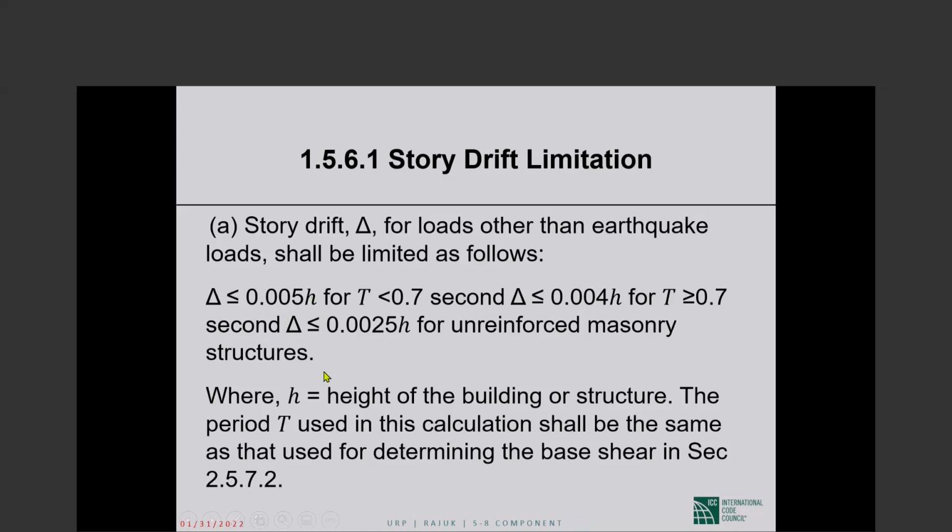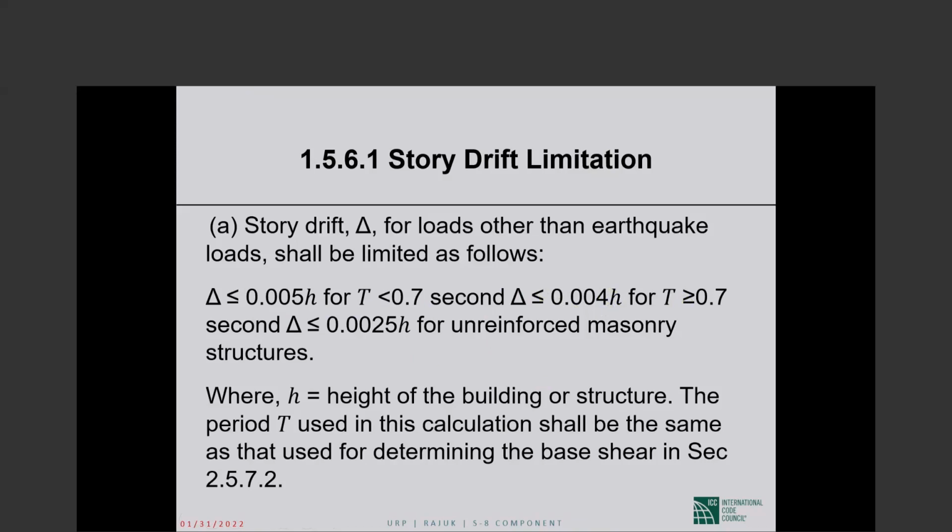0.005 H. H is the total height of the building, or structure, for period T less than 0.7 second. So 0.5% of H, total height, for period less than 0.7 of a second, or the interstory drift less than or equal to 0.4% of the total height for the more flexible buildings, period exceeding 0.7 of a second.